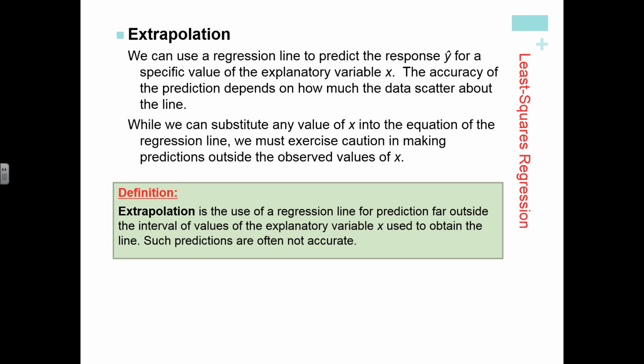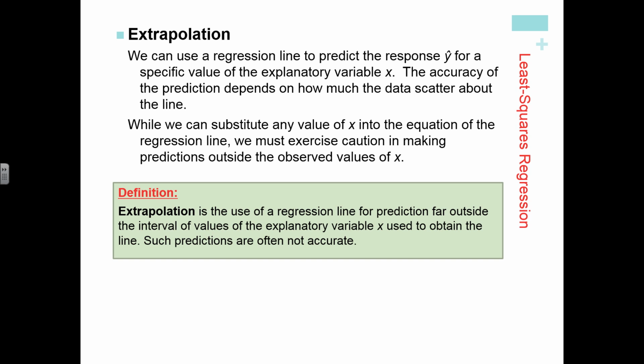So for instance, if we were looking at the age of students at Alatuna and their GPA, and we were trying to find a correlation between age and GPA, well, as long as your age range fell between like 13 to 18, then the data should give you a good prediction.